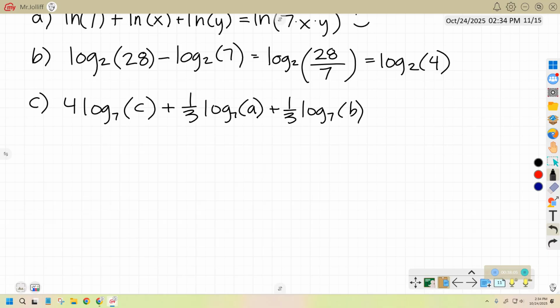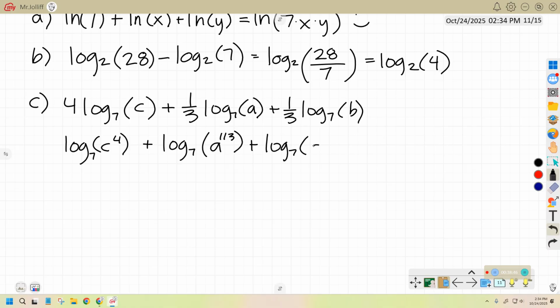A couple rules here. I want to start with the power rule. What did those coefficients start their life as? Exponents, yeah. Logarithms take exponents and turn them into constants out in front. So this started its life as log base 7 of C to the 4th. I agree. The next one must have started its life as log base 7 of A to the 1/3 and log base 7 of B to the 1/3.